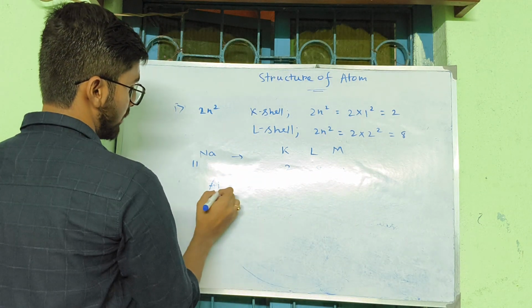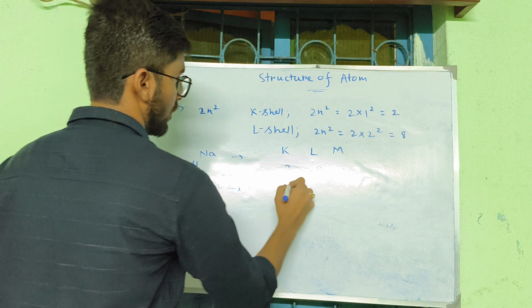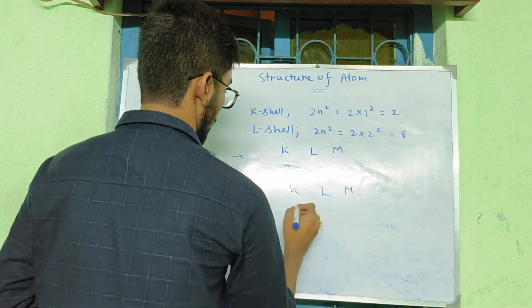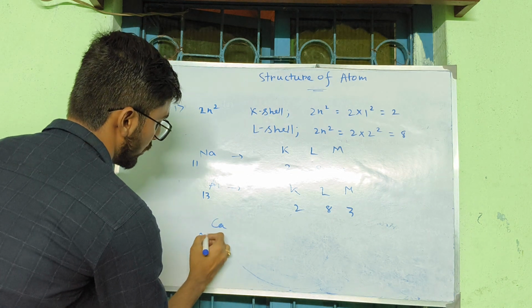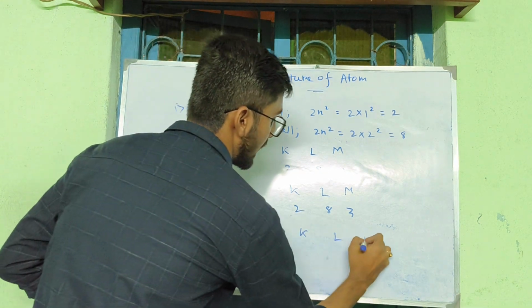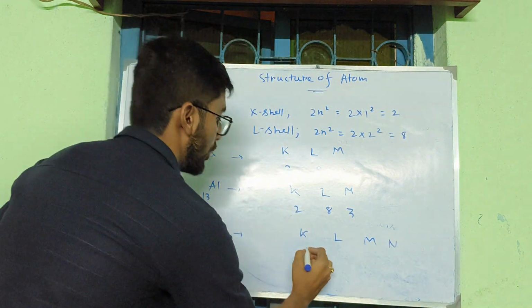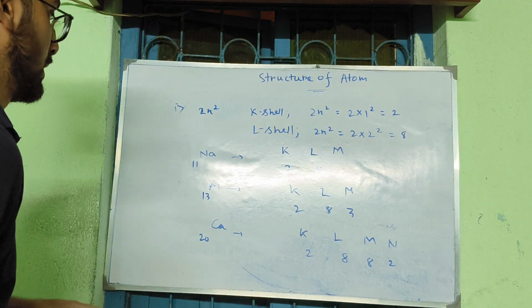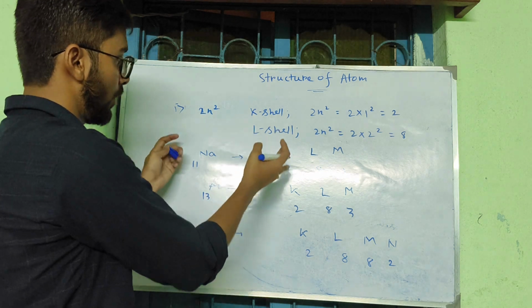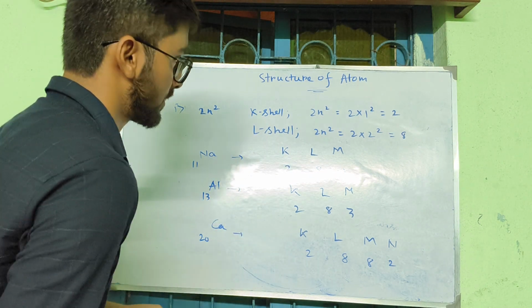In case of aluminium, 13: 2, 8, 3. Calcium, 20, KLMN: 2, 8, 8, 2. That's the way the electronic distribution takes place.